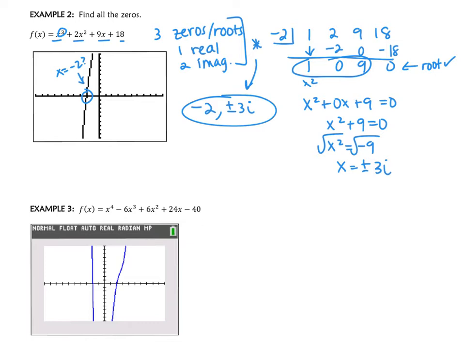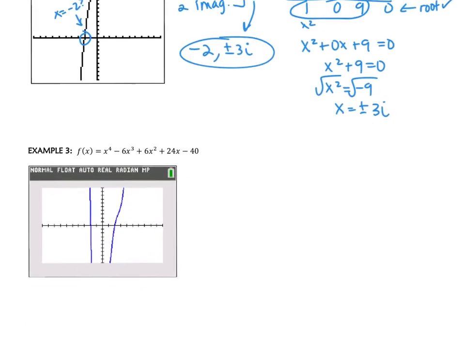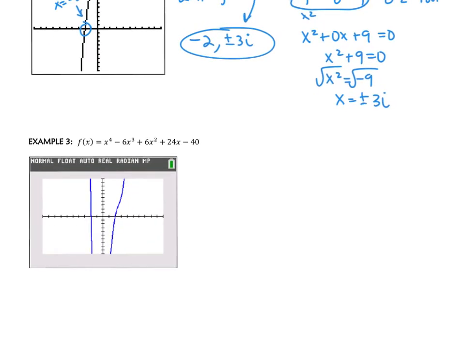I know that's confusing, so we're going to look at another example together. Example 3. So what we can see here, x to the 4th tells us that we're going to have 4 roots. We can see 2 of them are real. If we need 4 total, though, that means 2 of them are going to be imaginary. It looks like this first root might be at -2. Looks like the second one might be at +2.